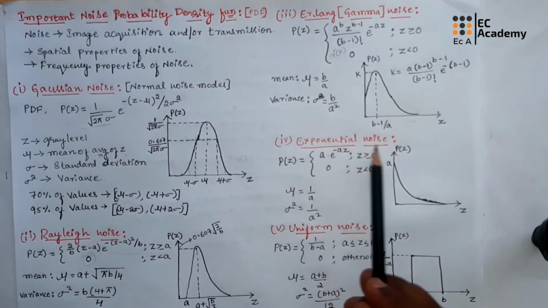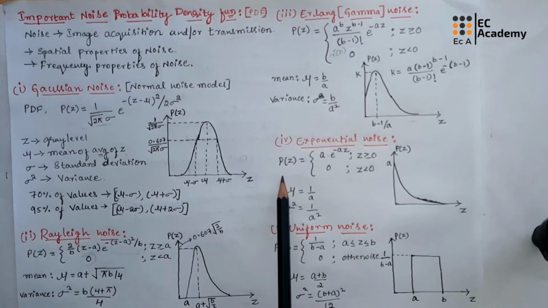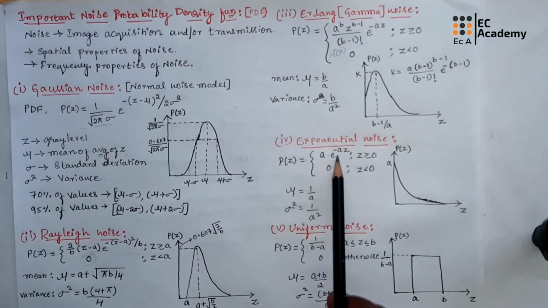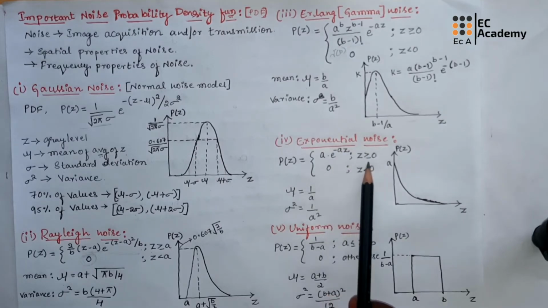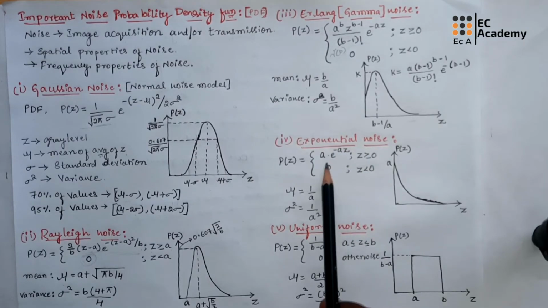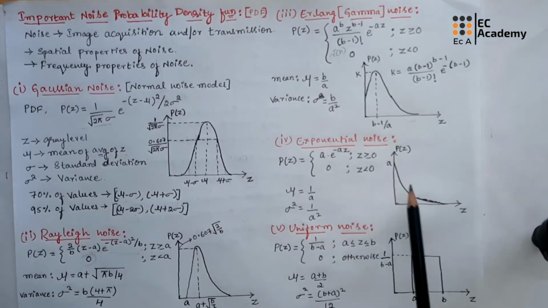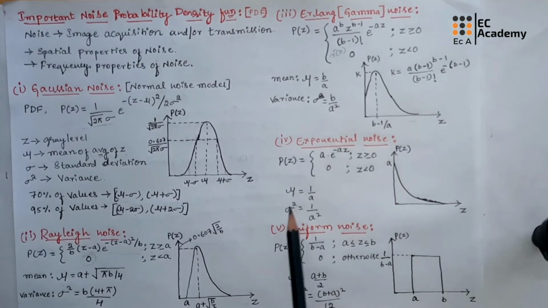Next is exponential noise model. The probability density function can be given as p of z is equal to a into e to the power of minus a z for z value greater than or equal to 0, and it will be 0 for z value less than 0. So, this is the plot of this equation, and you can see it is an exponentially decaying function because the exponential term is negative here.